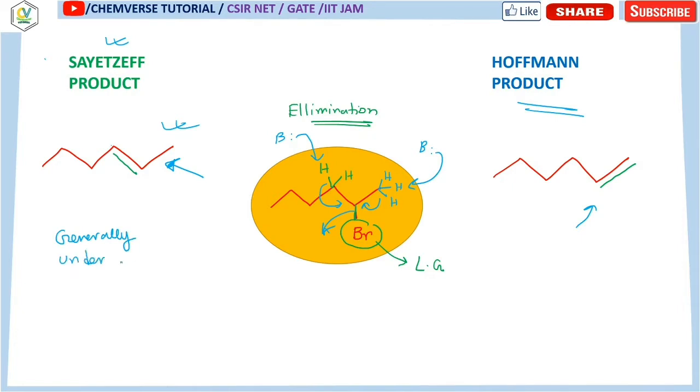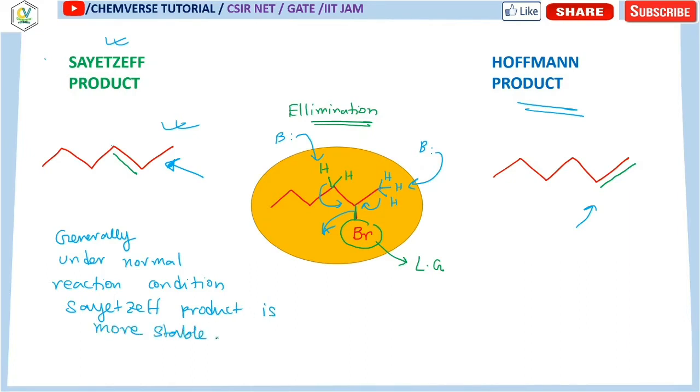under normal reaction condition, Saytzeff product is more stable. Okay, Saytzeff product is more stable. The reason behind the stability is the substitution. Basically, Saytzeff product is a more substituted product. It is a more substituted product. But in some special cases, we can see that Hofmann product can be formed as a major product. We will discuss those cases one by one.